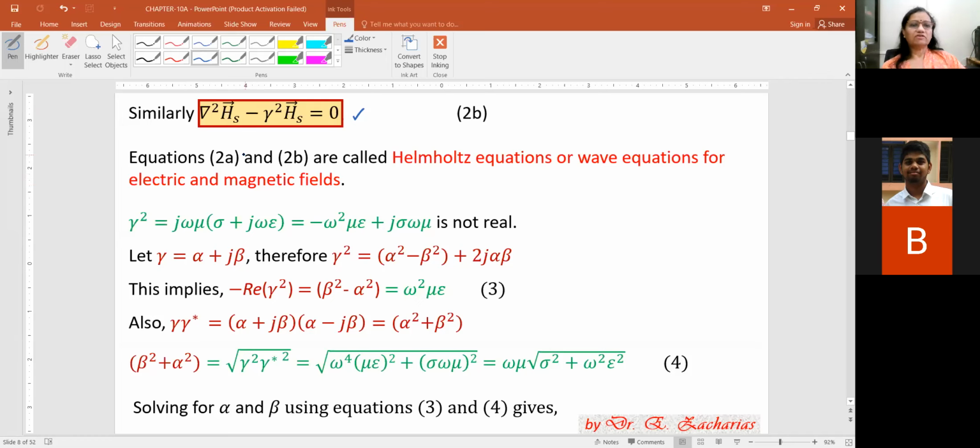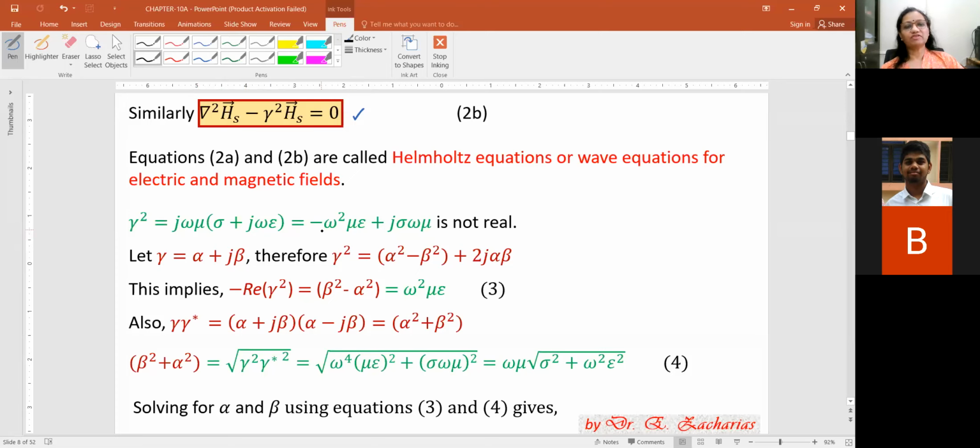Okay, next. Now, what do we do with these equations? Obviously, we have to find out the solution. What is the meaning of finding the solution? Finding the solution means finding out E and H. Okay, so let's go ahead. So we made this substitution: gamma square is equal to j omega mu times sigma plus j omega epsilon. We had made the substitution. Let us open up the bracket.